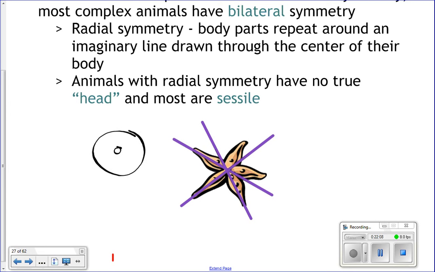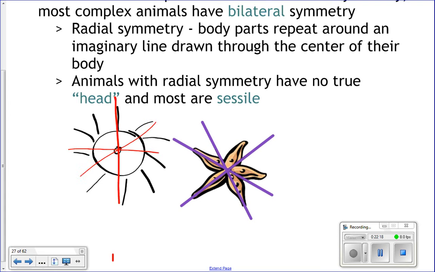Okay, anemones. Here, we'll redraw that. So this is my anemone. It's the mouth in the middle and the tentacles around the outside. We're looking at it from the top. If I divide it this way, is it mirror images? That way, that way, that way, and that way. Yes.